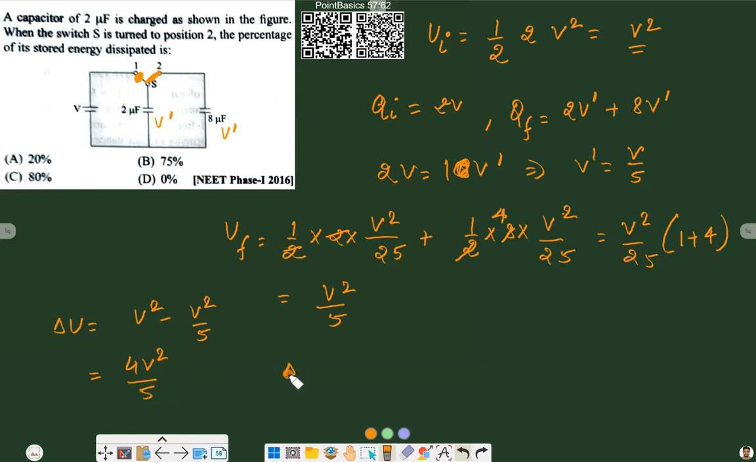In percentage it will be delta U by U initial. So 4V square by 5 divided by initial energy, that is V square, we will get 4 by 5, that is 0.8, or in percentage terms it is 80%. Moving to next question.